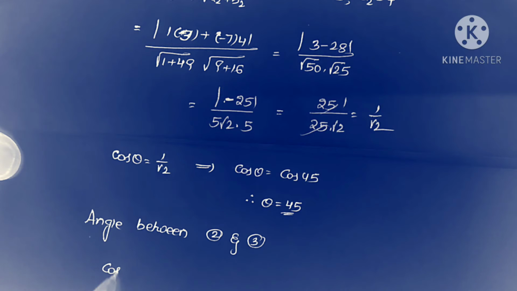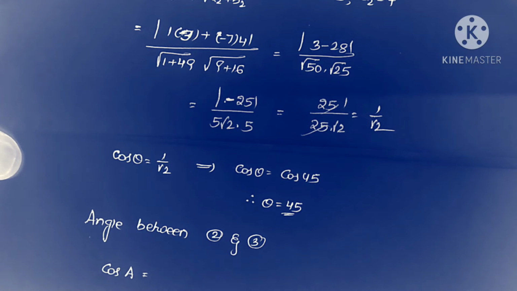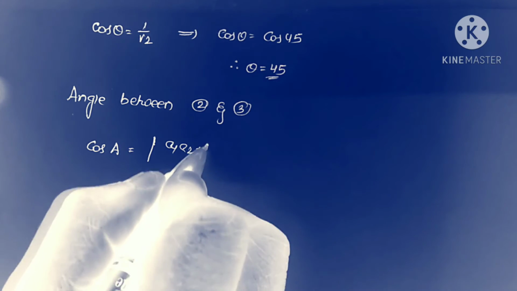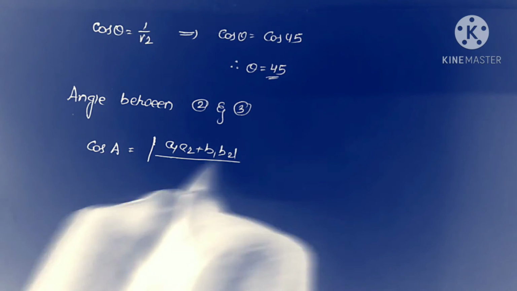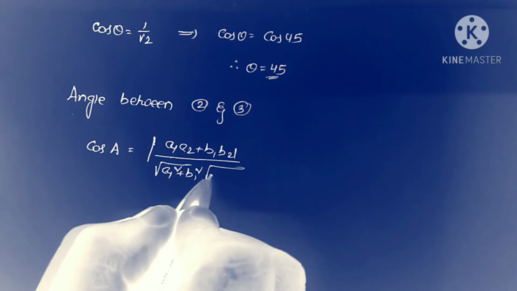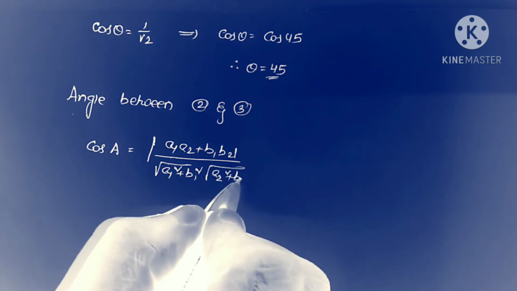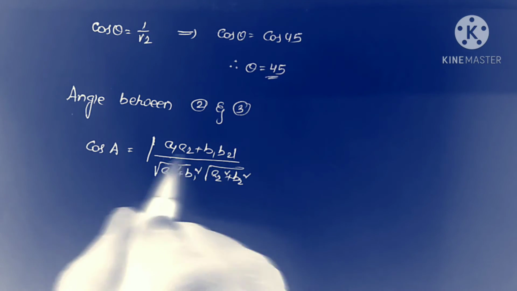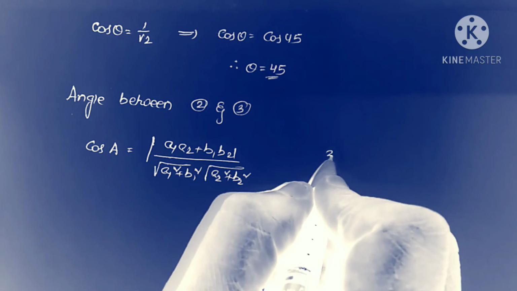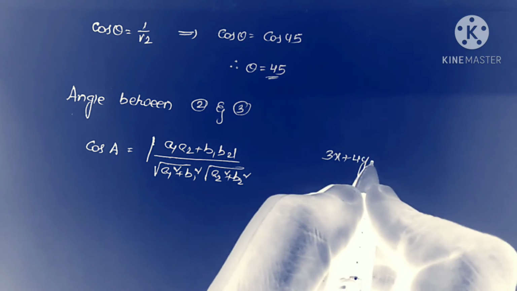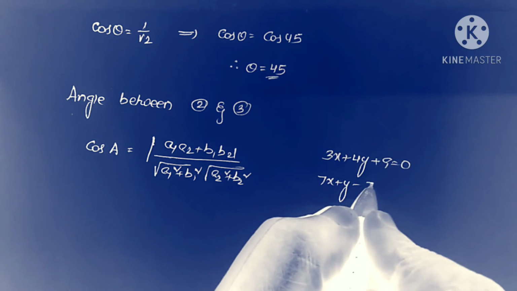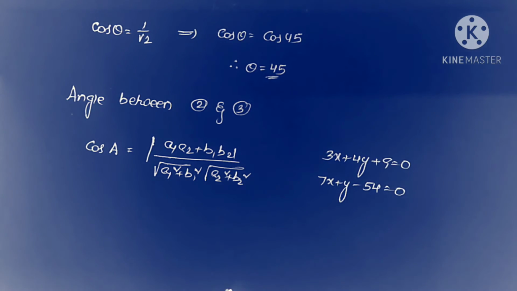So cos A is equal to, let me take this as A. Again we take the formula: mod of a1 a2 plus b1 b2 by square root of a1 square plus b1 square into square root of a2 square plus b2 square. Here a1, b1, a2, b2 are taken from the second and third lines. What is the second line? 3x plus 4y plus 9 equal to 0. And what is the third line? 7x plus y minus 54 equal to 0.